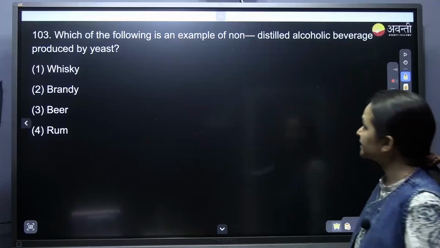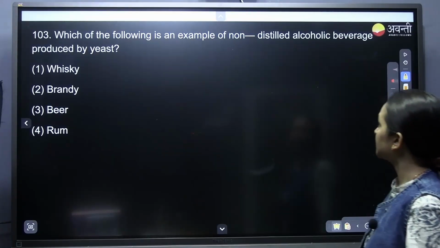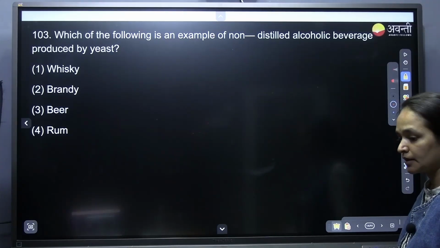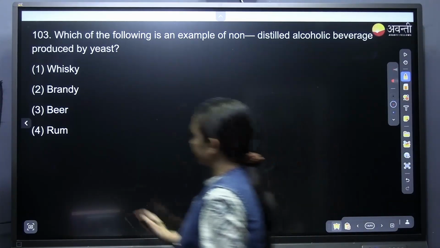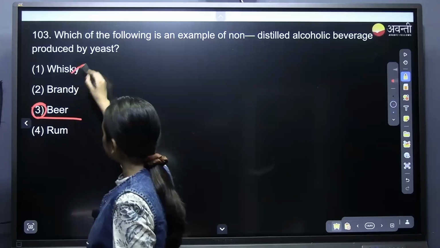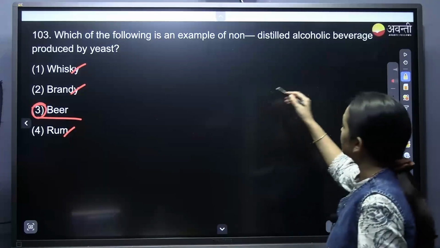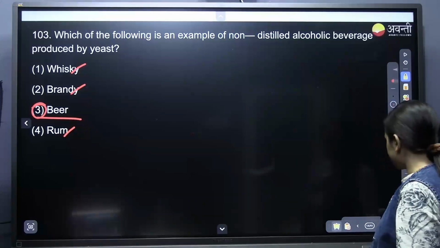Which of the following is an example of a non-distilled alcoholic beverage produced by yeast? Beer. Whiskey, brandy and rum are distilled, and beer is non-distilled.